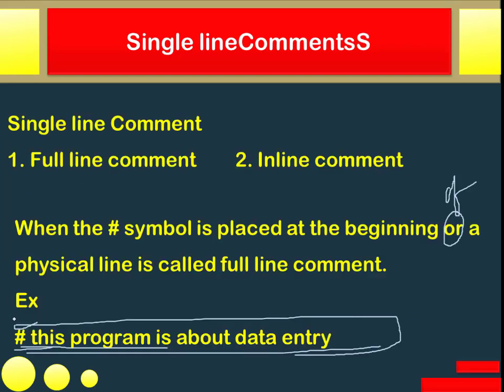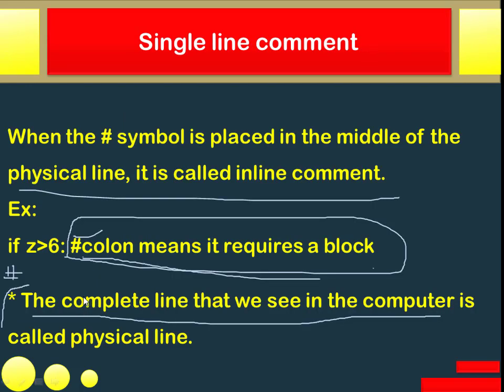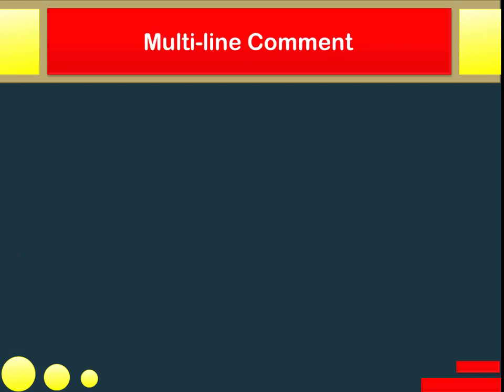So there are two types of single line comment: full line comment and inline comment. Full line means the hash symbol comes at the beginning of the physical line, and inline means it will come in between. It is not placed at the beginning of the line.